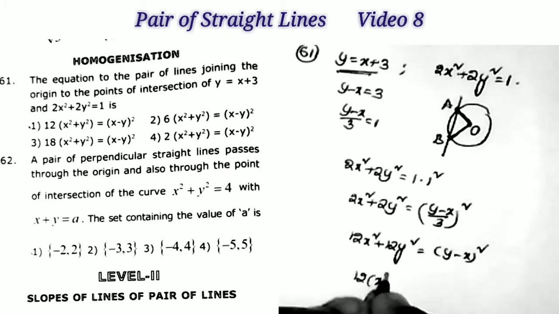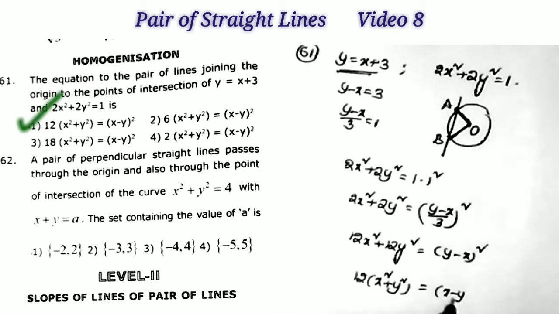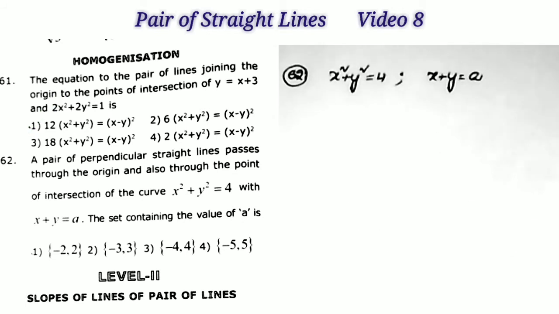What is the first option? 12 into (x square plus y square) is equal to (x minus y) whole square. Of course, (y minus x) whole square is equal to (x minus y) whole square, which is the first option. That's all. Next problem, sum number 62.